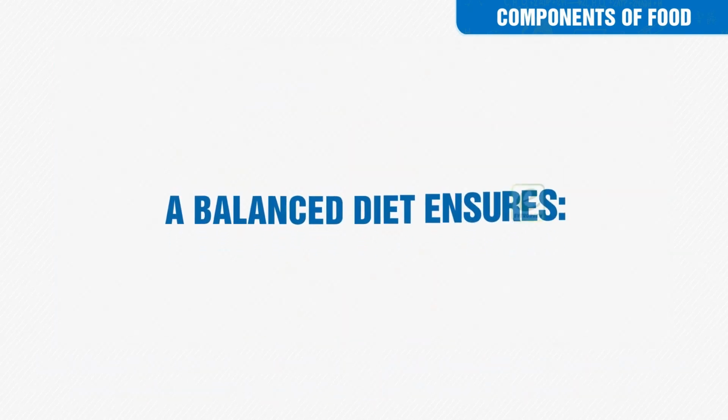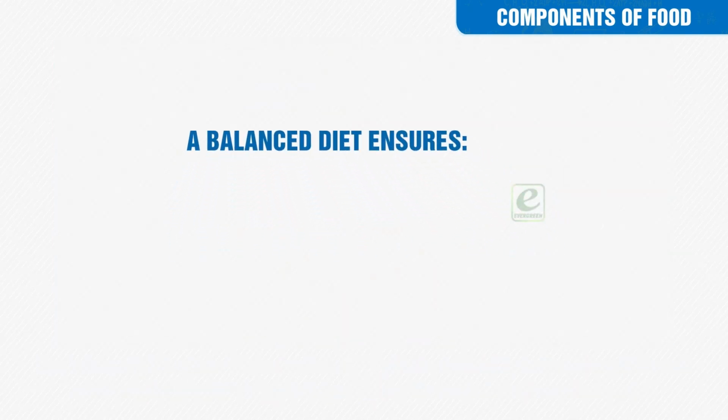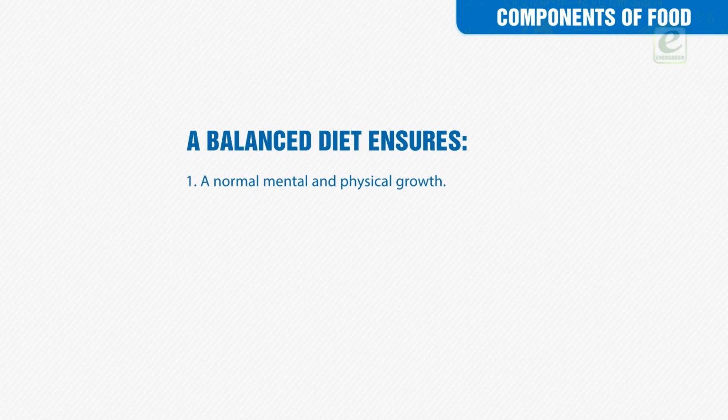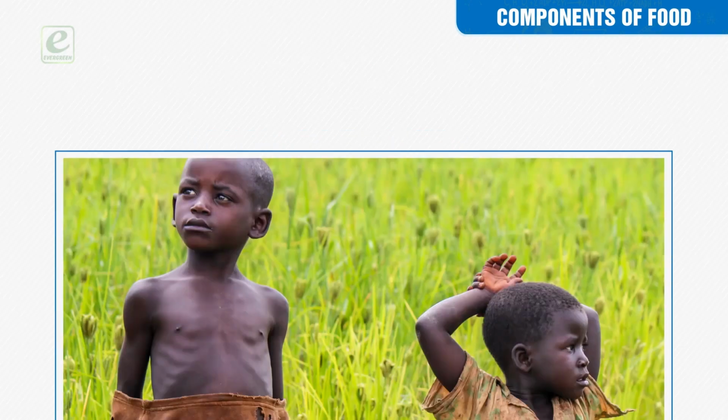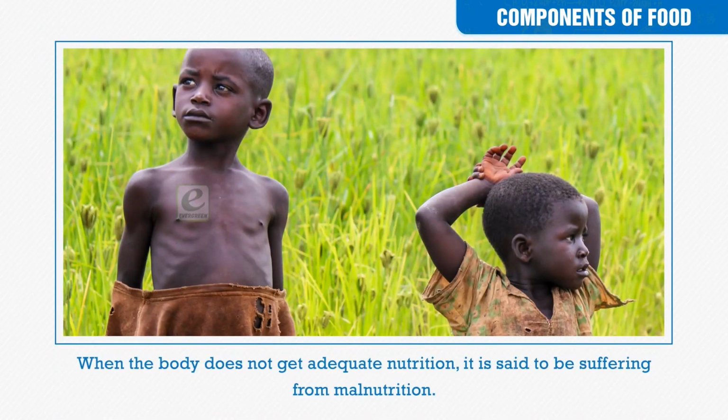A balanced diet ensures a normal mental and physical growth, an increased level of working ability, a greater level of resistance against diseases. When the body does not get adequate nutrition, it is said to be suffering from malnutrition.